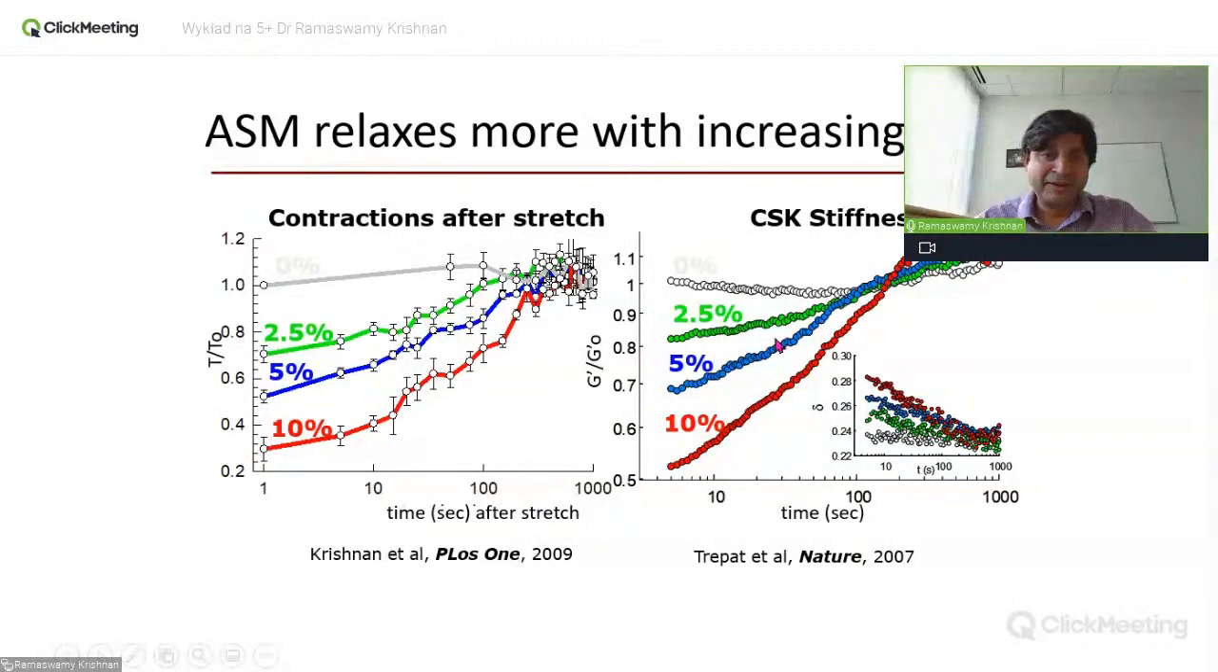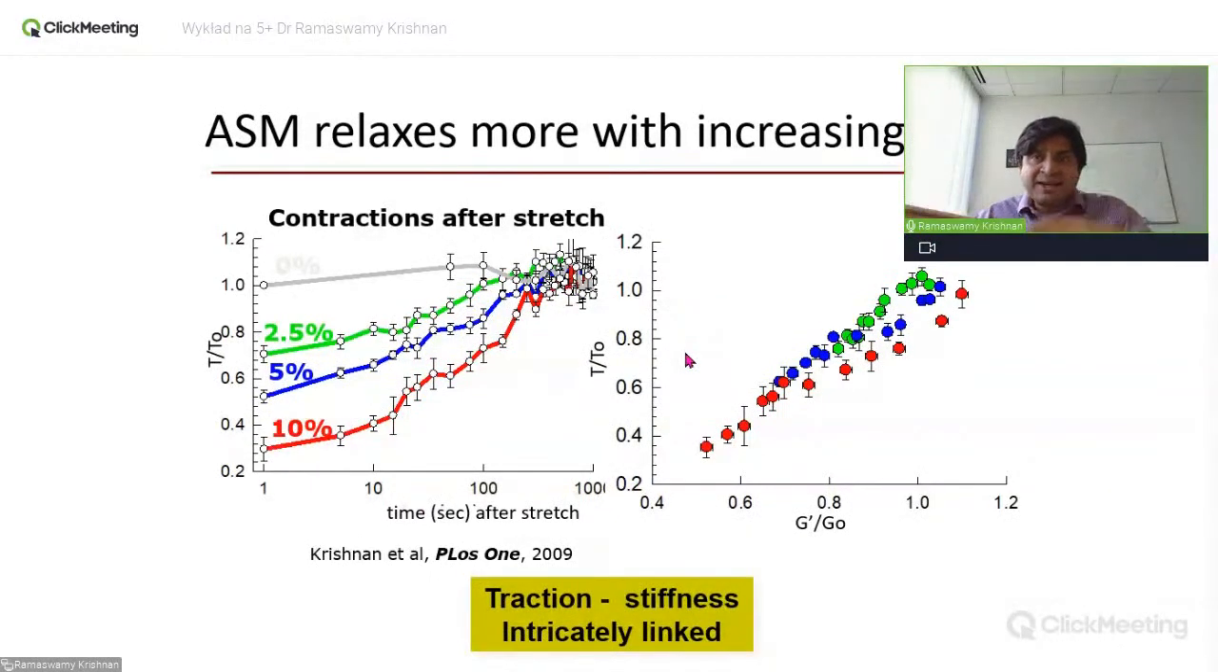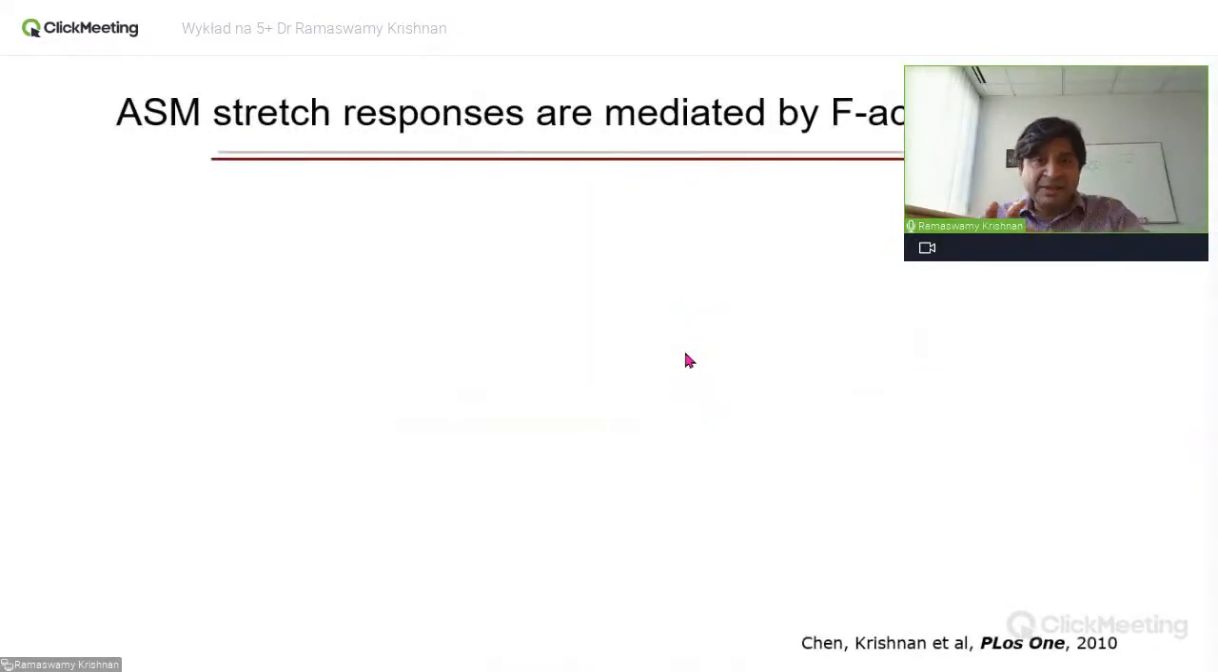They look pretty similar. In fact, if I were to plot contraction, not as a function of time, but contraction as a function of stiffness, you get a nice linear relationship, which is to say that this contractile change is strongly linked to changes of cytoskeletal stiffness. Since we've learned at the molecular scale that these dynamics are mediated by changes in the effector cytoskeleton.